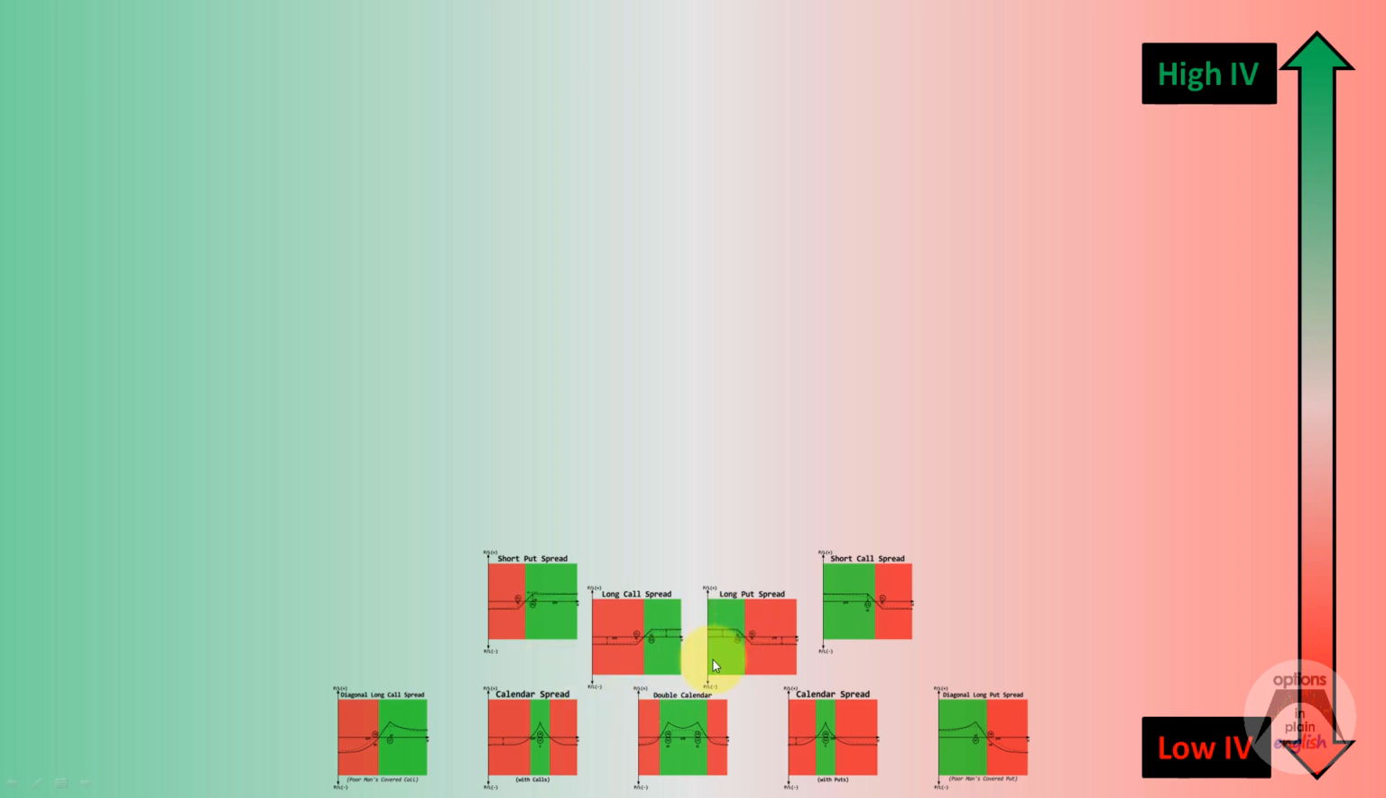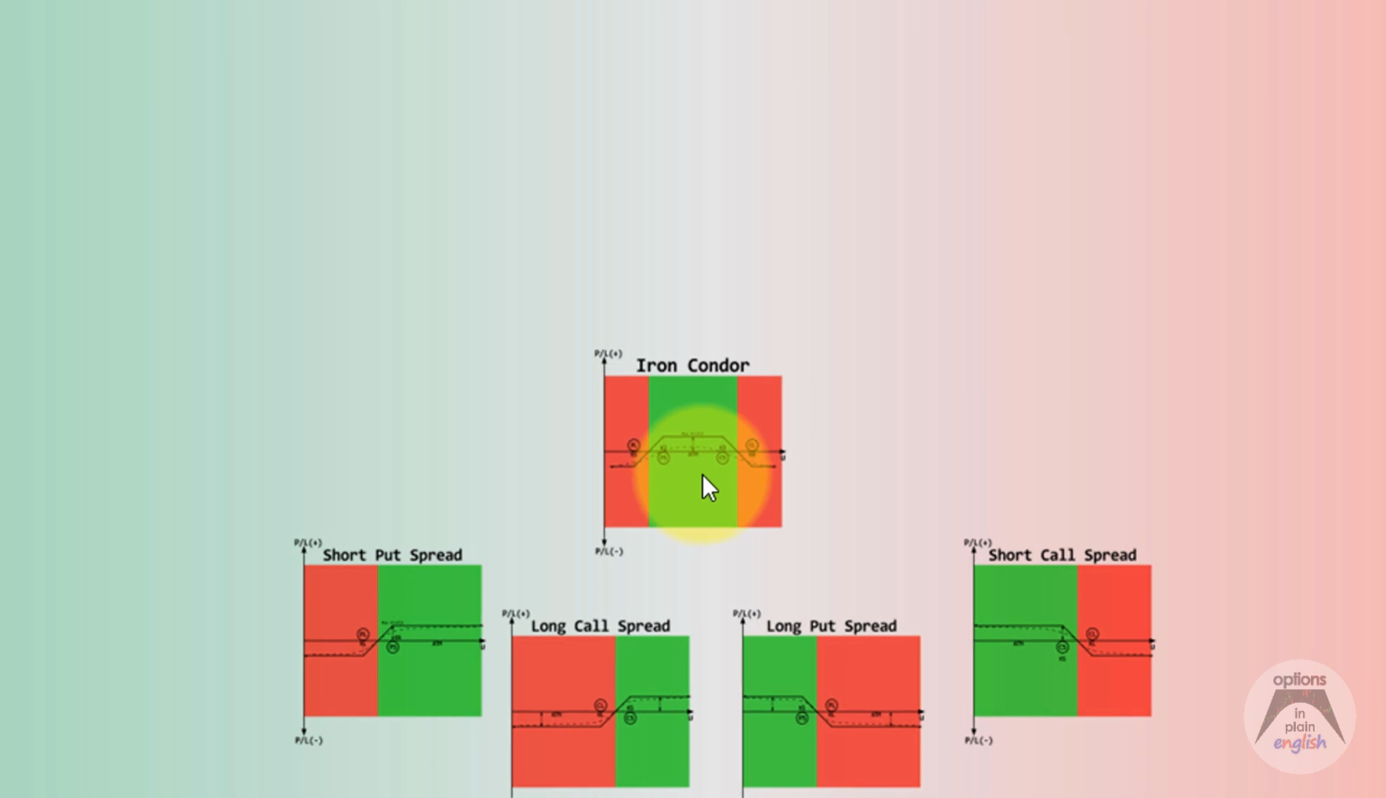Now, if you have a little bit more implied volatility, you can start looking at strategies such as an iron condor, which is basically two credit spreads: a short call spread on the top and a short put spread on the bottom. And you have the price in the middle, and what you want is for the price to remain in a certain range that's determined by the different strike prices that we select when we put on the iron condor.